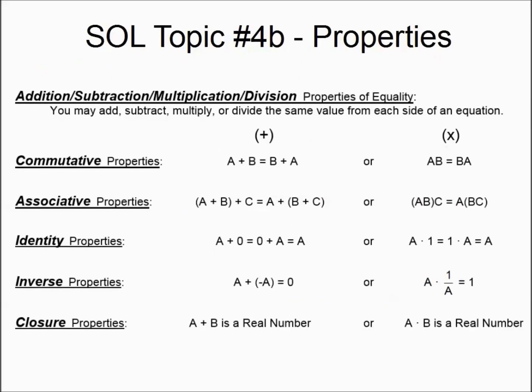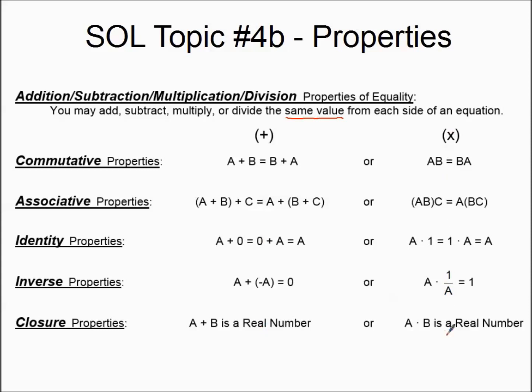Let's look at the second half, SOL topic number 4b, properties. We have many properties we need to know, and we need to know them by name. The addition, subtraction, multiplication, and division properties of equality, we use these all the time when we're solving an equation. They say that we can add, subtract, multiply, or divide the same value from each side of an equation. The next set of properties we have some for addition, and we have some for multiplication.